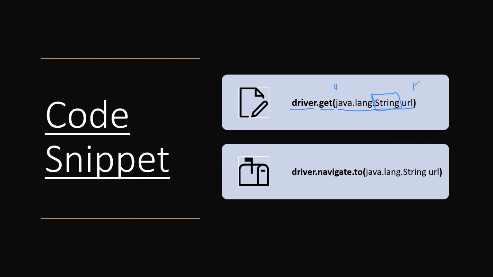That's how Java takes things in a string. Same goes with the to function. You have to pass a string as in URL, okay? So you have to enclose that URL in double quotes. Okay, so I hope it is clear now. Let's move to our demo section. We will see how we can do the same thing in an actual environment.